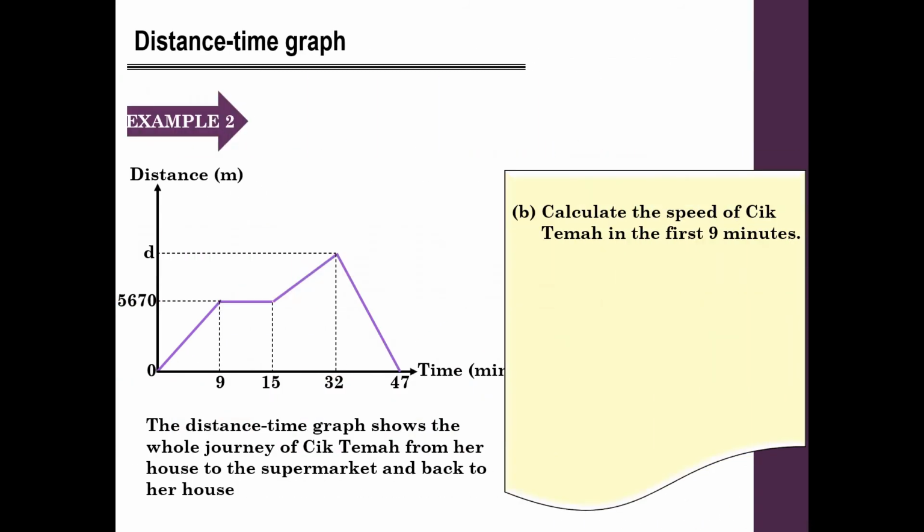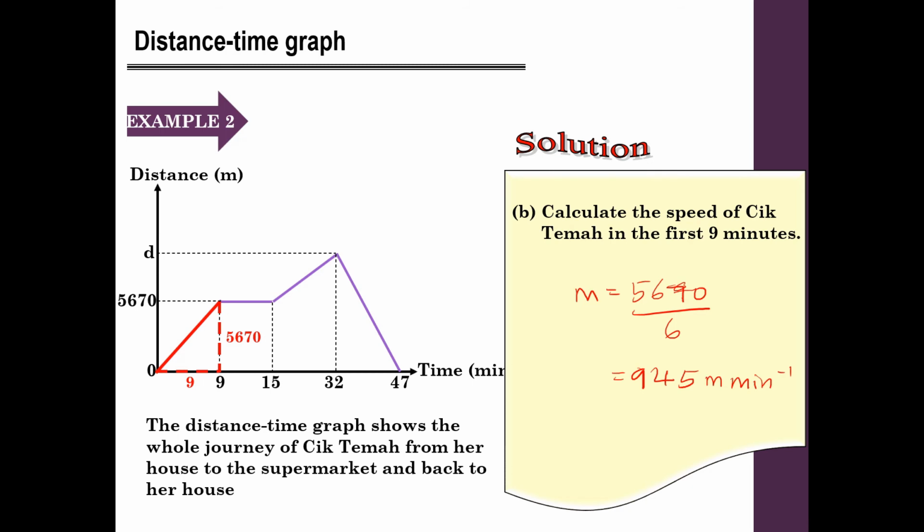Then calculate the speed of Cik Temah for the first 9 seconds. The first 9 seconds is from here to here, the red line. As we already know, to find the speed from a distance-time graph, we find the gradient. So the gradient is 5670 over 6. Dividing 5670 by 6 using a calculator, the answer is 945 meter per minute. Alright, so that's the answer.